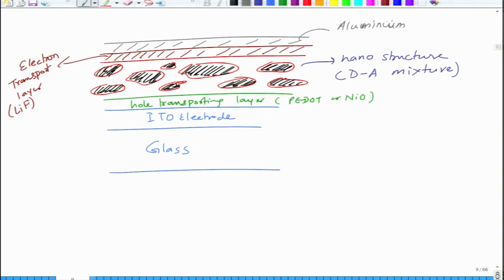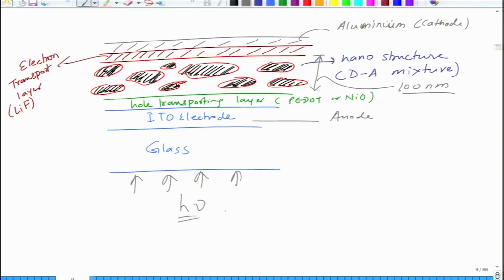In this case, aluminum acts as a cathode where electrons are collected, ITO acts as an anode where holes are collected, and the donor acceptor junction is separated by two carrier selective layers. The thickness here is of the order of about 100 nanometers or so. This thickness is higher than what you get for bilayer and single layer solar cells. As a result, they are better. On top we have very thin carrier selective layers of the order of 10 to 30 nanometers, and on top and bottom we have two electrodes. Light comes from the glass side, and the best solar cells nowadays give you more than 10% efficiency. We will look at some of these in the next class. Thank you.